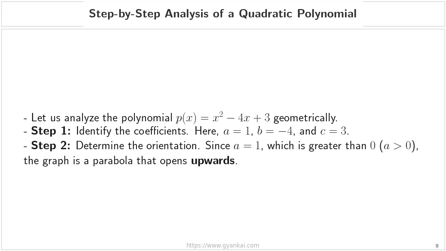Next, in step 2, we need to determine the orientation of our curve. We look specifically at our value for a. Since a equals 1, which is clearly greater than 0, we can conclude that the graph is a parabola that opens upwards, just like the upward-facing smile we saw in the previous slides. In the next slide, we will take this a step further by calculating exactly where this parabola meets the x-axis.